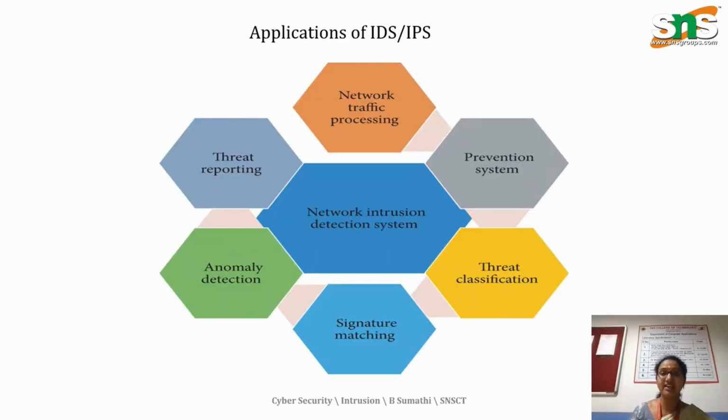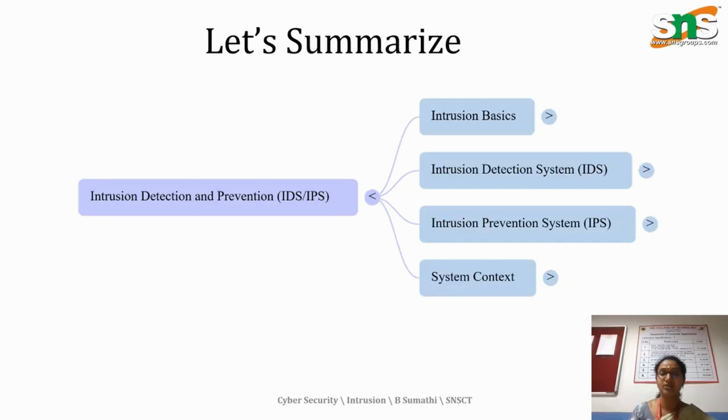Next, where are the applications of IDS and IPS? There are mainly many applications. Some of the basics are network traffic processing, prevention systems, threat classification and signature matching, anomaly detection, and threat reporting. So this is the overview of this PPT.